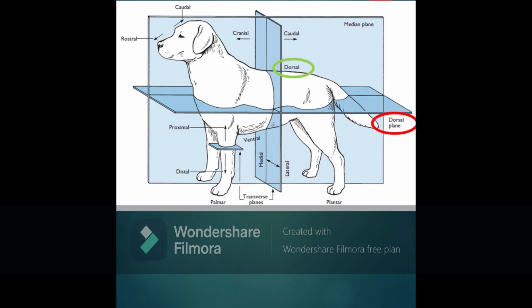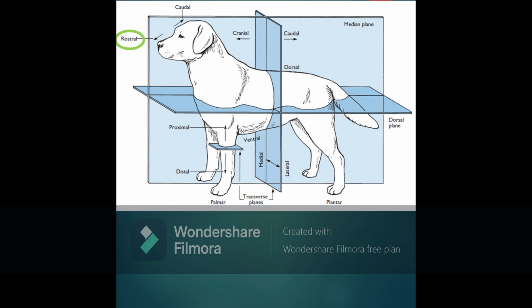Meanwhile, using the dorsal or horizontal plane as point of reference, the terms dorsal and ventral refer to up and down directions or positions, respectively. Dorsal means toward the back or top surface, and ventral means toward the belly or bottom surface of the animal. Dorsal and ventral are easiest to visualize in a standing animal, but they retain their meanings regardless of the animal's position. For example, we can say that the vertebral column or the backbone is dorsal to the heart, and the sternum or breastbone is ventral to the heart.